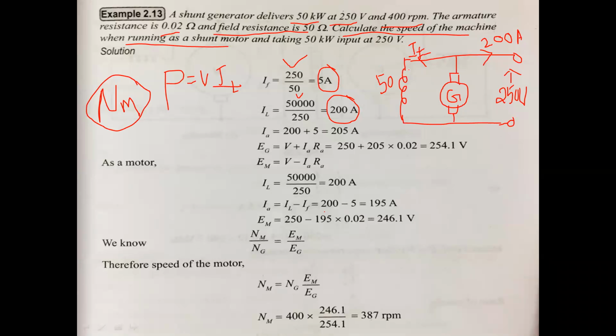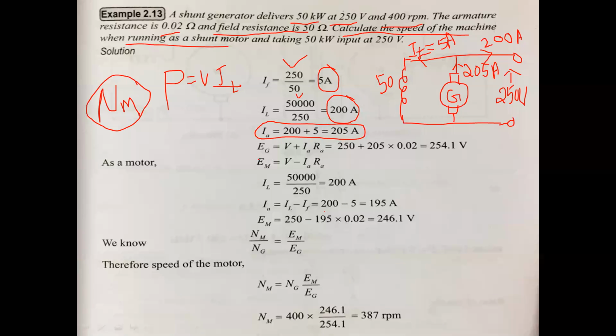So the field current is equal to 5 amperes. So the total current is equal to 205. The generator delivers 205, that is 200 plus 5, 205 amperes of current from the armature. So this is the armature current. Armature current is equal to 200 plus 5, 205 amperes.